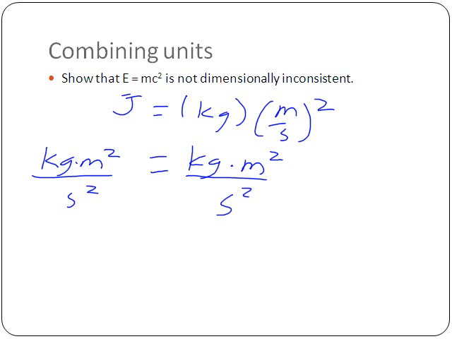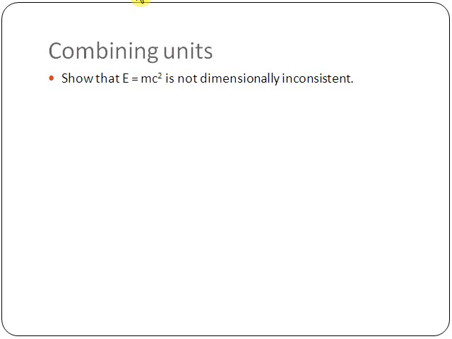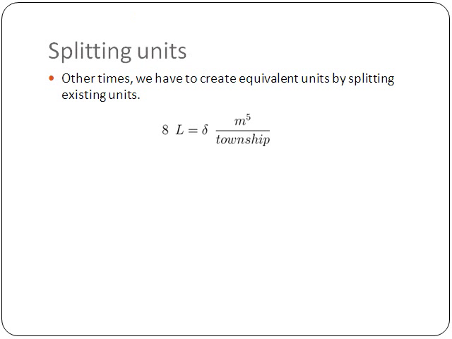So let's look at sort of the opposite side of this. If we could combine units before, that means theoretically it also might be useful to split them occasionally. Now this usually gives people a little more trouble for some strange reason, but let's try it out. So 8 liters is equal to blank meters to the fifth per township. Most people would not expect that a liter is equivalent to a meter to the fifth divided by township, or at least the same type of units, but let's find out.